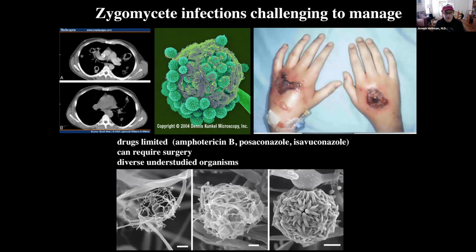So Zygomycete fungi as a class cause devastating human infections. Some of those are illustrated here. And part of the reason these are so devastating is because we have a very limited armamentarium of antifungal drugs, really limited to just amphotericin B, posaconazole, and isavuconazole. In some cases, you require surgery to control these infections. And there's a broad panoply of organisms that cause Zygomycete infections, and they're diverse and understudied.